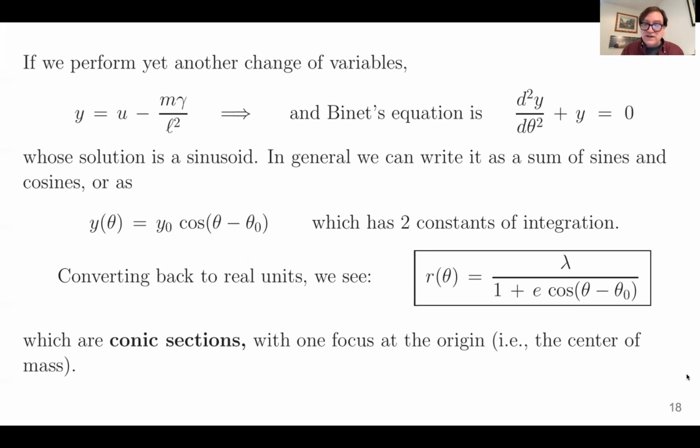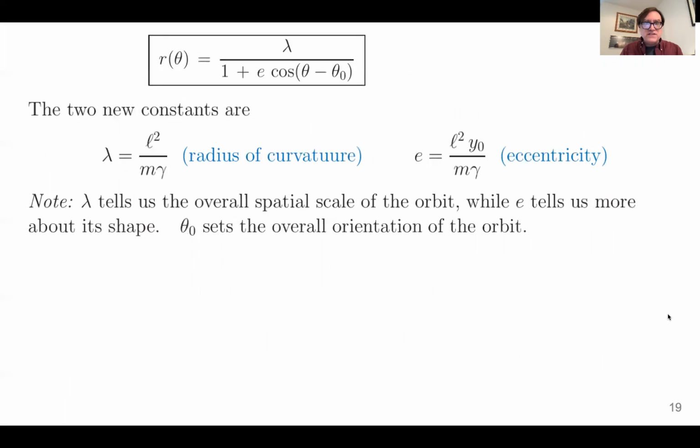And when you look at how these look, and I'll talk more about how I've renamed some of the constants in a second, this is now a conic section. You've seen these, but this is basically the geometry of circles, ellipses, parabolas, and hyperbolas with one focus at the origin of our coordinate system, which is the center of mass. Okay, so I just wanted to talk more about these constants for a second.